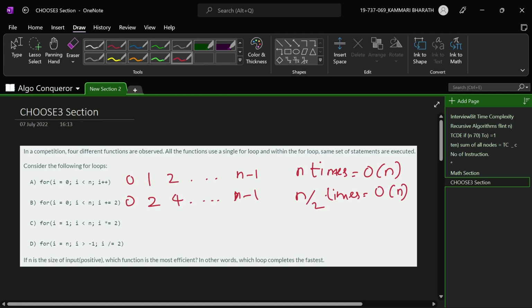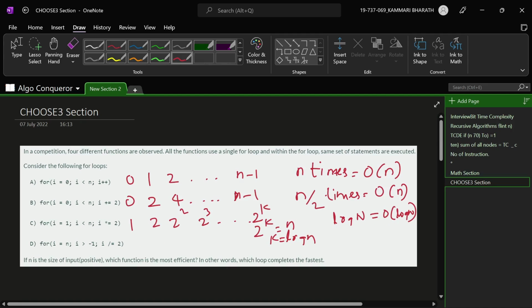And now let's take a look at the third loop. Initially i is 1, then i becomes 2, then 2 square, then 2 cube, and so on until 2 power k. We have already done this in our previous videos. You just have to equate 2 power k is equal to n. This is where the condition breaks and k becomes log n. So how many times did this loop execute? This is log n times approximately. So this is big O of log n.